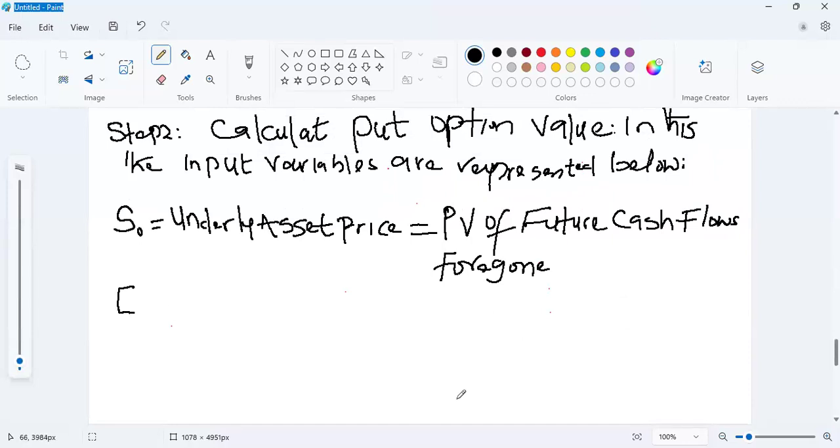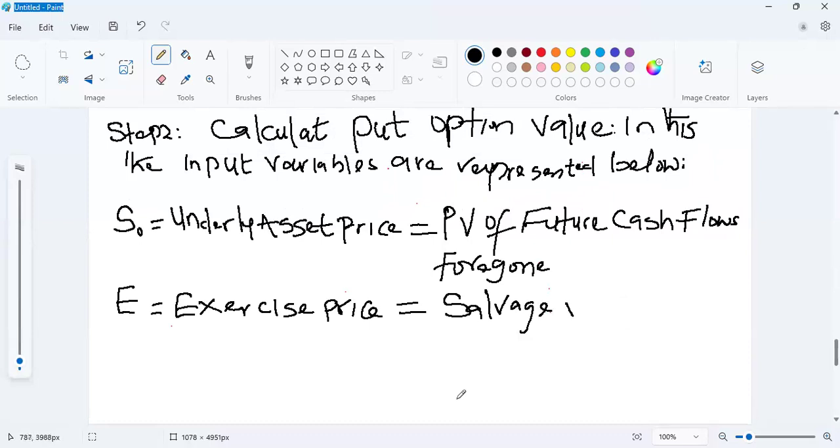Your E, the exercise price, is equal to the salvage value of the project. That is the scrap value of the project.